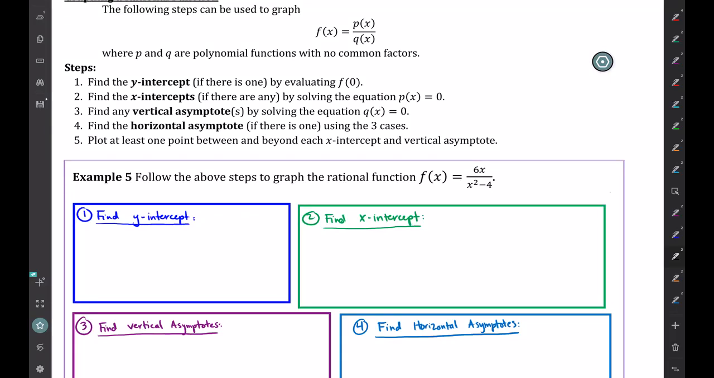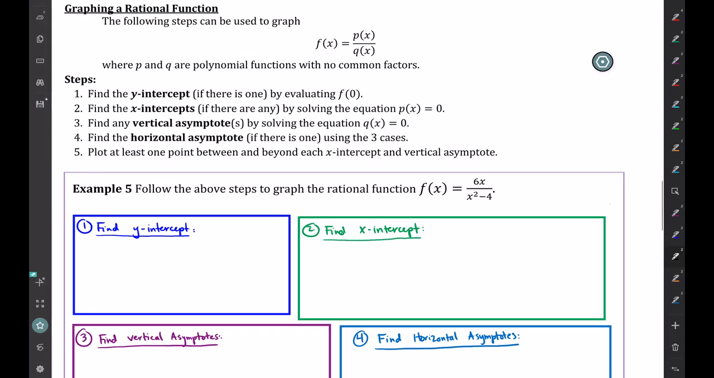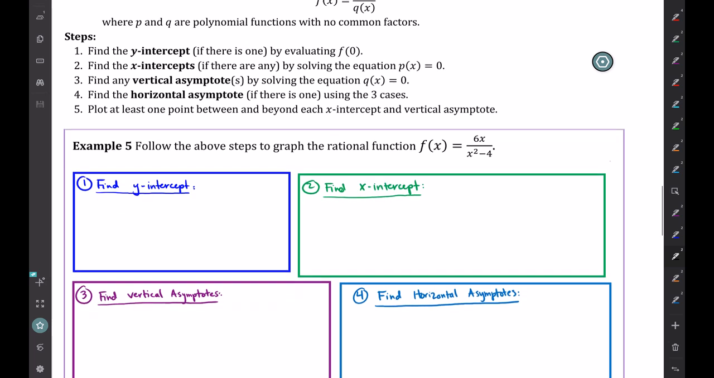Okay, welcome back everybody. Now we're going to put together all the pieces that we've learned so far to graph a rational function. So this is a long 5-step process. It takes a little while, but each step is actually pretty easy. So what I did was I put a box here for each step, 1 through 5. Find the y-intercept, find the x-intercept, find any vertical asymptotes, find any horizontal asymptotes, and then plot some points and fill in the curves. So we're going to walk through this in example 5 here.